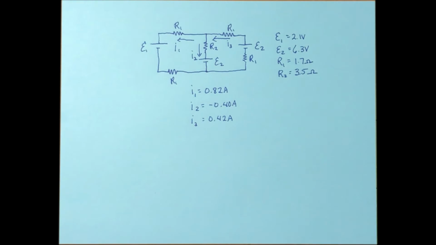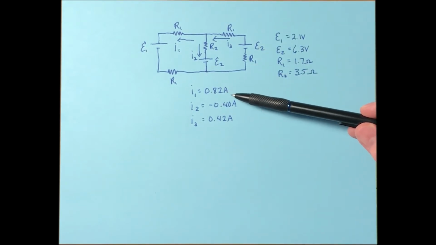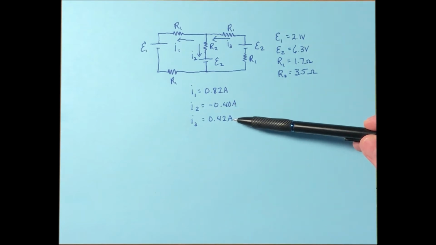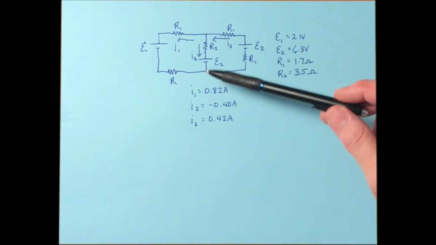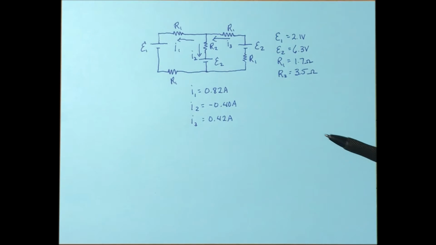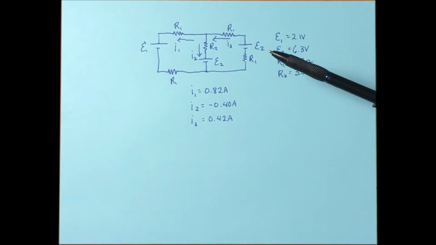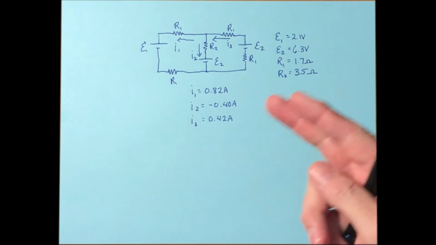All right, let's go back to this problem right here. This is the one from the last video. You can see that the values for the batteries are the same, the resistances are the same, and these were the answers for I1, I2, and I3. I want to use this problem to address another question, and that is, how do you determine the potential difference between 2 points in a circuit?